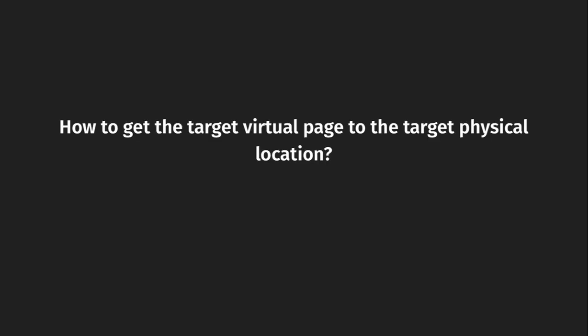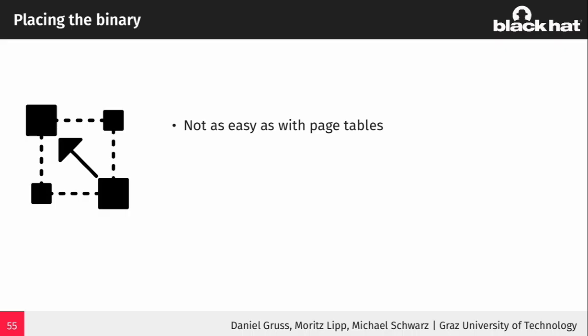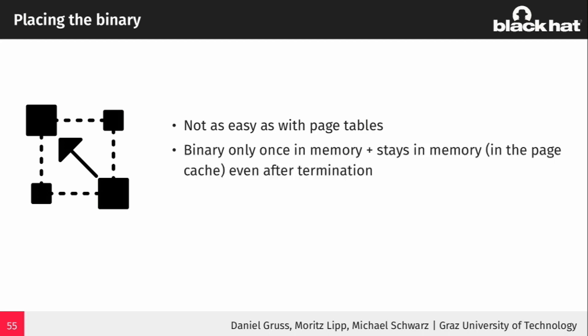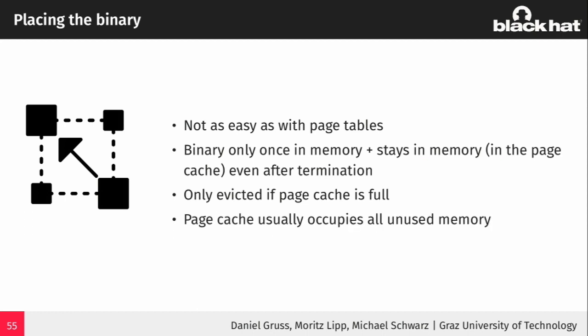Okay, the question now is, if we want to target virtual pages, like binary pages, how do we get them to the right target physical location? We need a new technique for that. It's not that straightforward, because we cannot simply spray our binary over the memory. A binary is only loaded once in memory and then it stays there, in the operating system's page cache. Only if this page cache is full, because we execute other binaries, does it go away. Otherwise, it stays in memory.